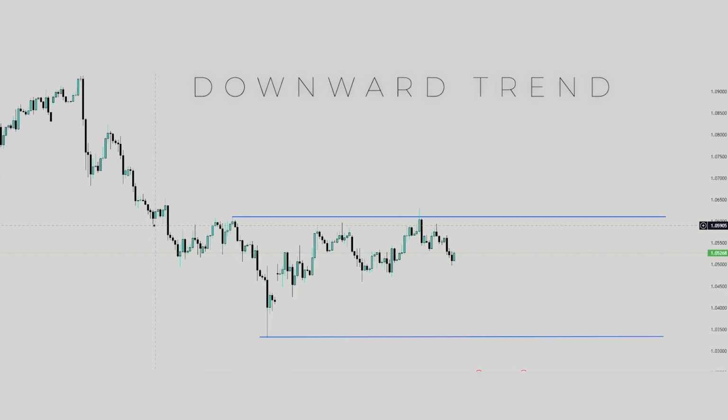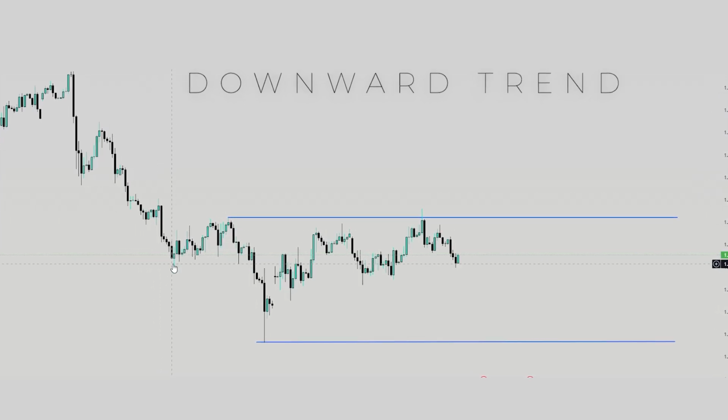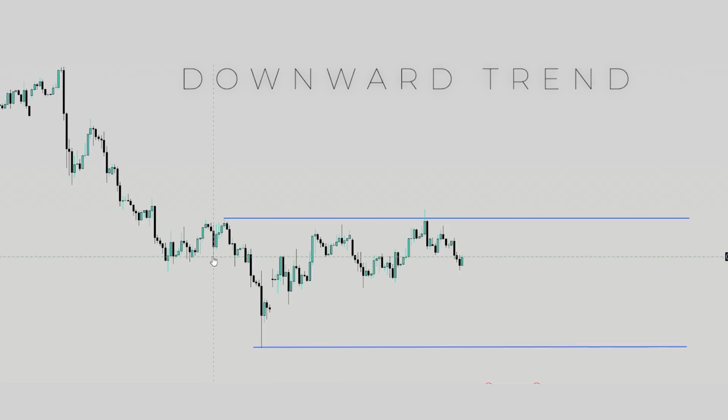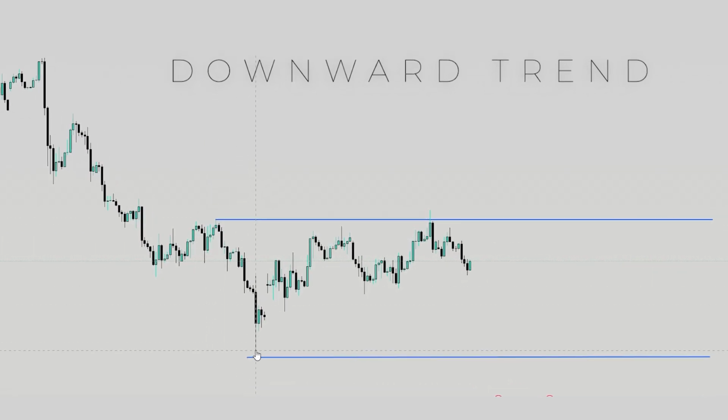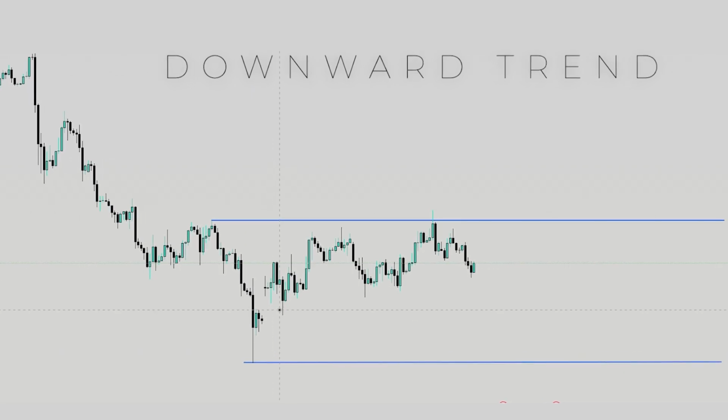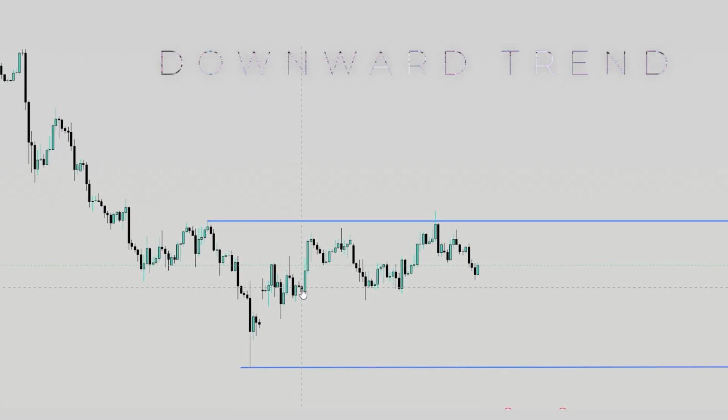1. Determine trend direction on the higher time frame. Always start with the higher time frames to understand the global direction. This will give you a better understanding of the current context.